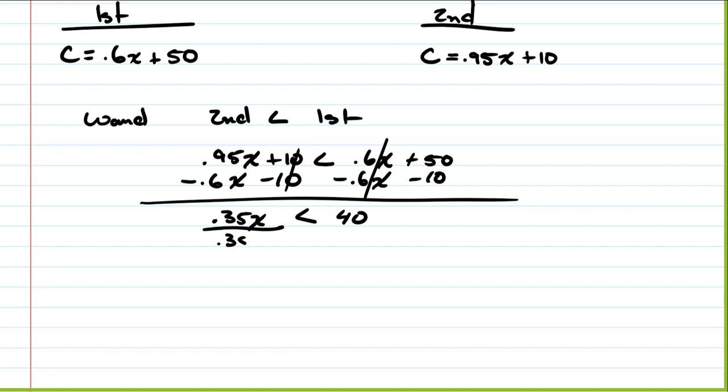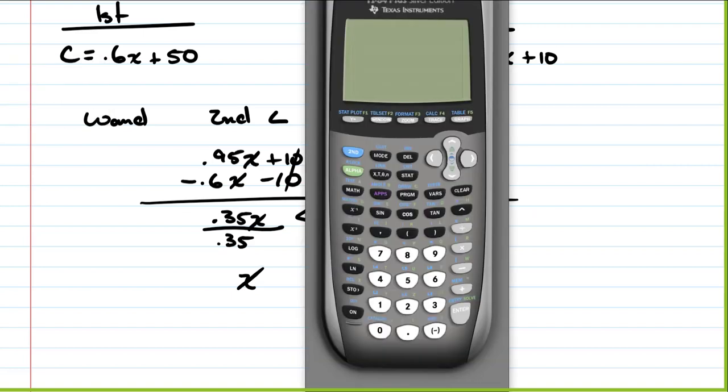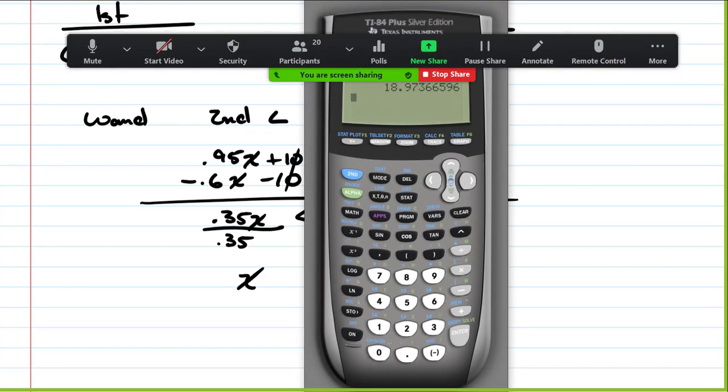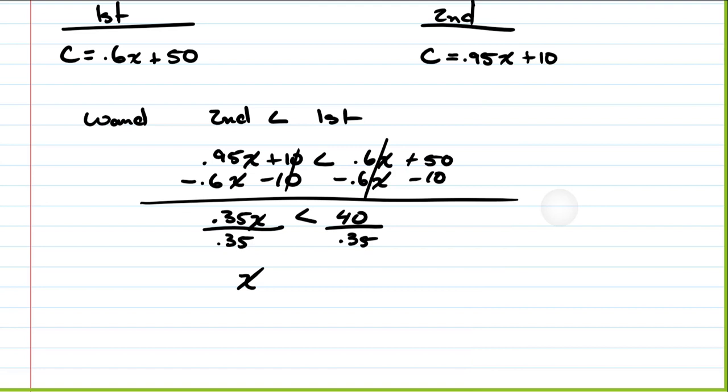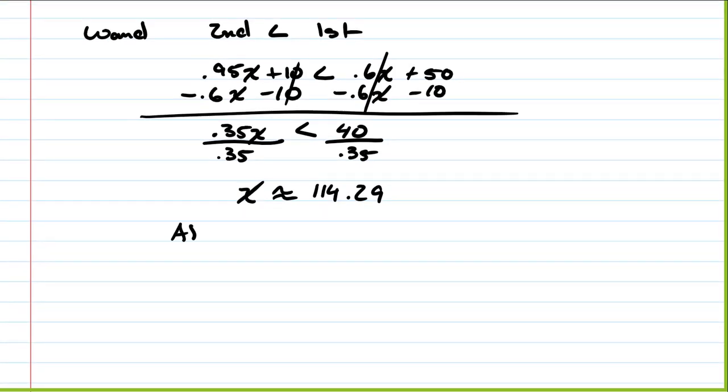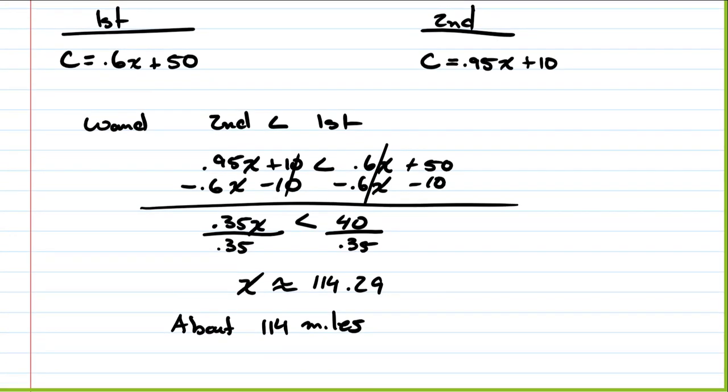So then we divide by 0.35, and we divide by 0.35. 40 divided by 0.35 gives us 114.29-ish. So about 114 miles. So somewhere between the 114th and the 115th mile will the first company then start costing less.